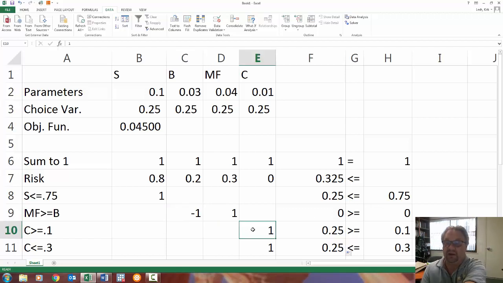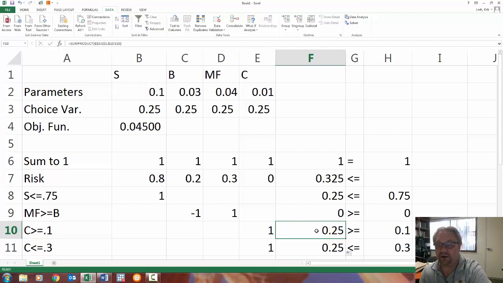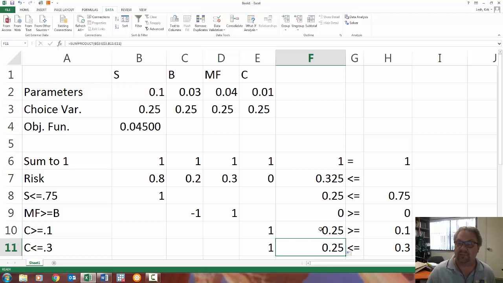And then again, same thing here, right? 1 times this percentage, that's what gives me the 0.25. So obviously this one is right. 25% is greater than 0.1, less than 0.3. So we'll see if it stays at 0.25. But at any rate, that's how I came up with all these parameters and these constraints.